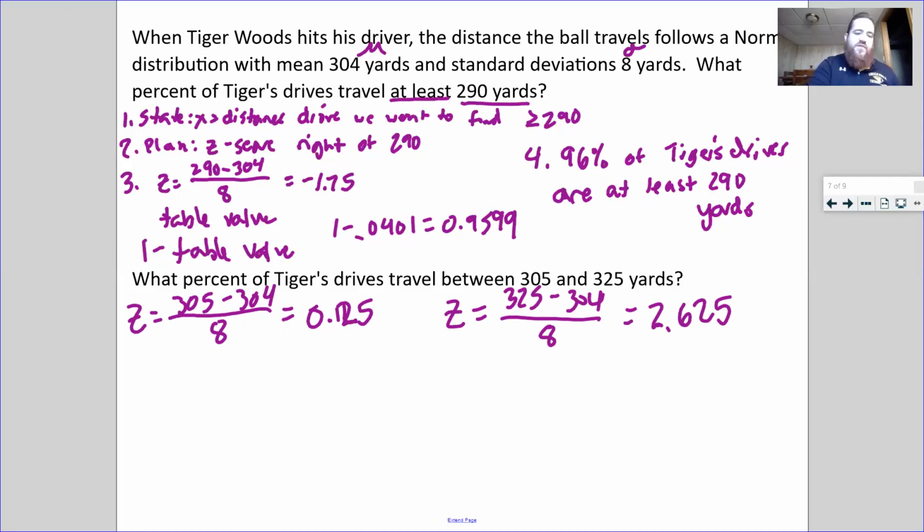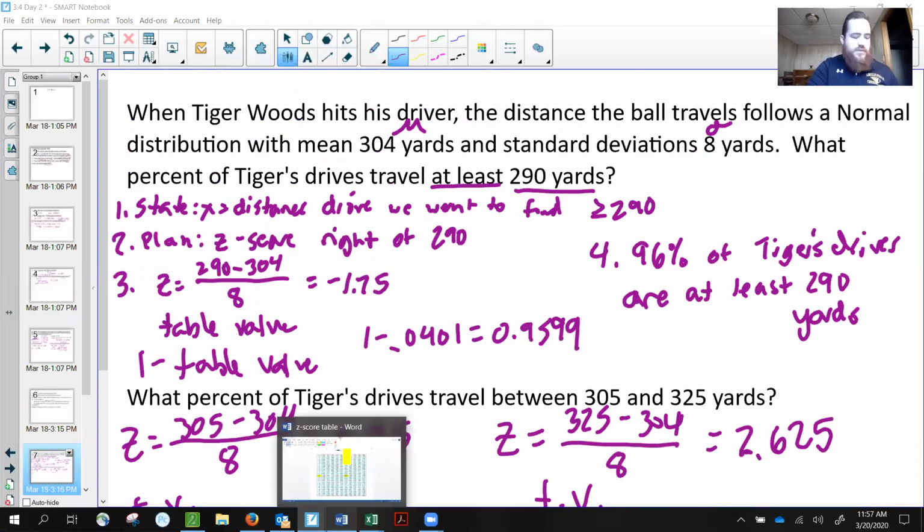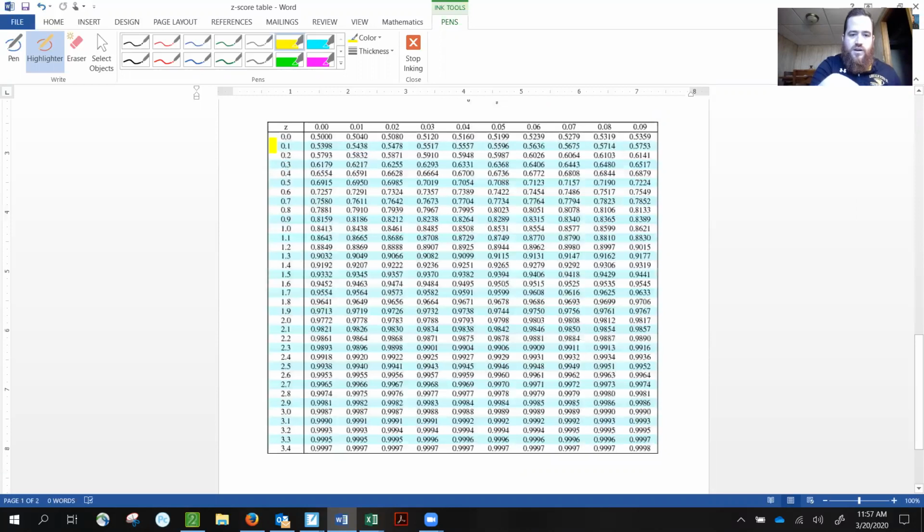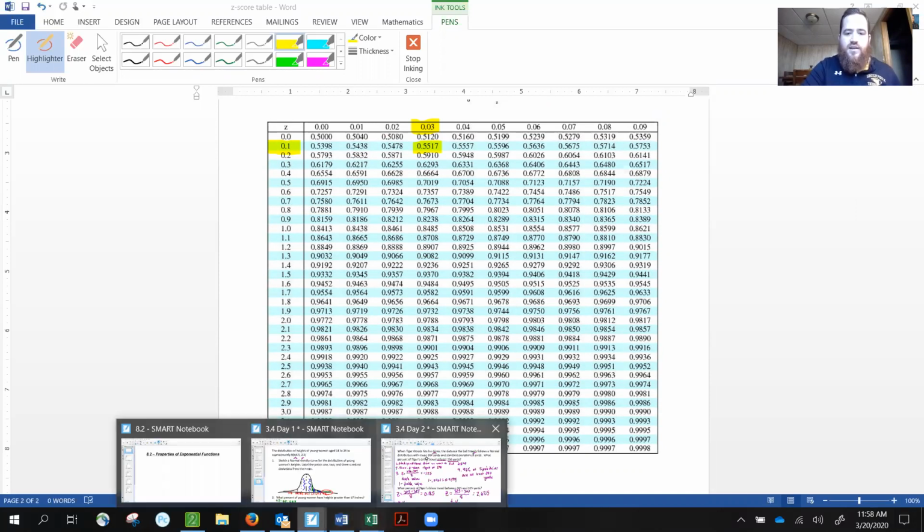So we need to find the table values for each of those. So let's do that. Table value for 0.125, we need to be on the positive side. 0.1, 2. We don't have a 0.25, so I'm going to round it up to 0.3. You get 0.5517. We'll just remember that, and I'll come back to it later.